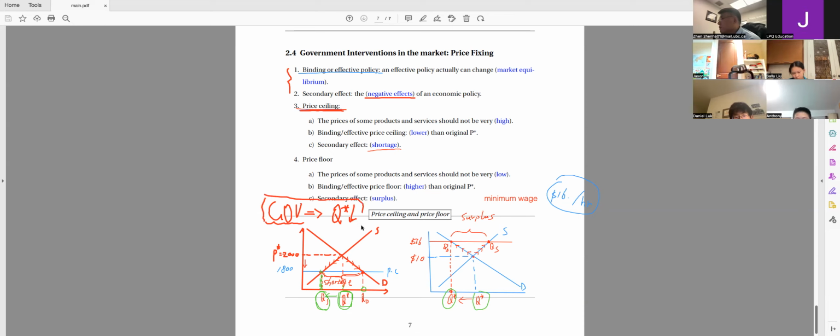Okay, very important. So when you have a price ceiling or price floor, you see every time the actual number of goods or services that can be traded in the market will decrease.